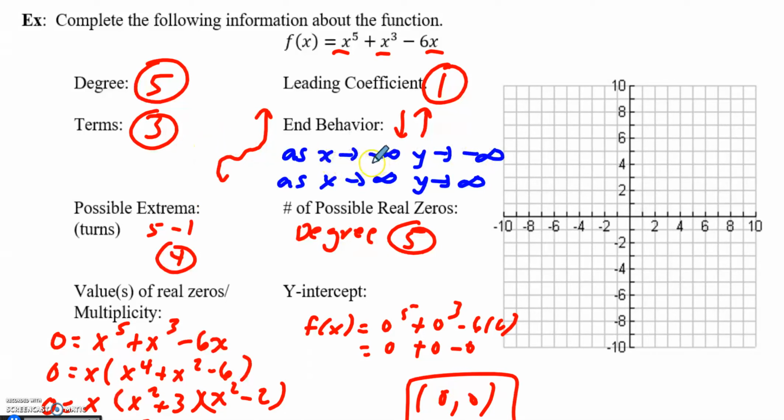So as x goes to negative infinity, y goes to negative infinity. As x goes to the right, y increases to infinity. So as x goes to infinity, y goes to infinity. This notation again is important. Possible extrema, 5 minus 1, or 4 possible turns. Number of real zeros, the same as the degree, 5.